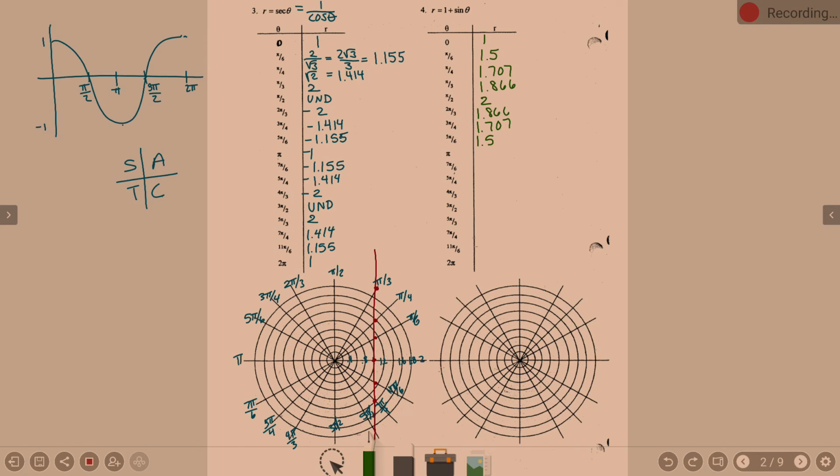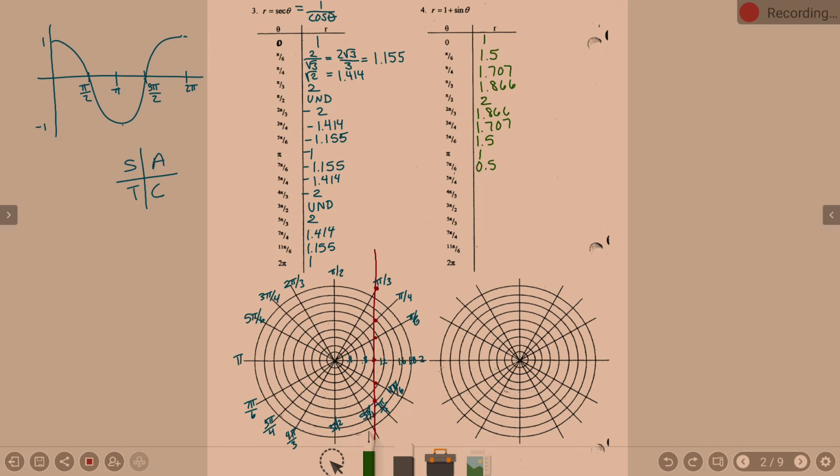Okay? What about pi? Sine of pi was 0. That would equal 1 when we add 1. Okay, now, stop and think. What was the sine of 7 pi over 6? It was negative 0.5. So what's 1 plus negative 0.5? 0.5.